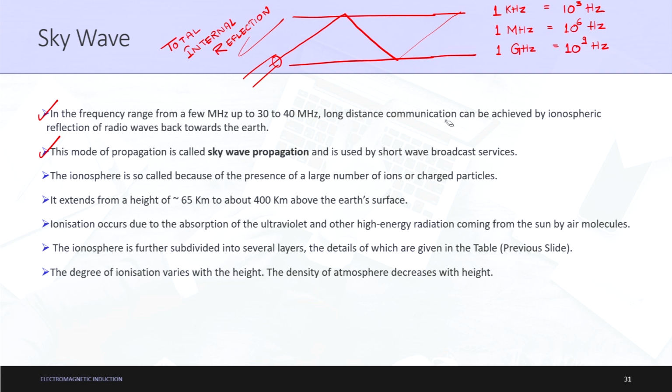Next point, the ionosphere is so called because of the presence of a large number of ions or charged particles. This is just an informative point on why the ionosphere is called the ionosphere. Let us say this is the earth and this is the ionosphere we are talking about. You will get many charged particles here. That is why it is called so, as many ions are there. What are ions? Ions are nothing but charged particles. So, due to the presence of many ions, this is called the ionosphere.